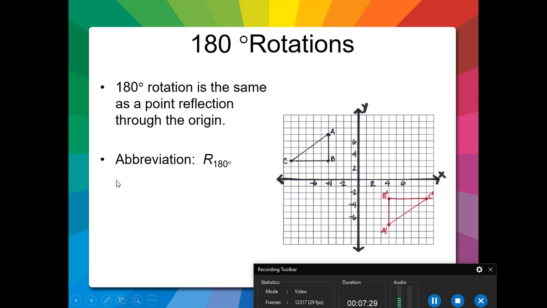The abbreviation is capital R for rotation, and 180 degrees is always listed as positive. Even if you list it as negative, it's still going to end up in the same location as if you rotated it to the left or the right. So the general rule says take your generic point P. To find P prime, we will negate both the X and the Y.